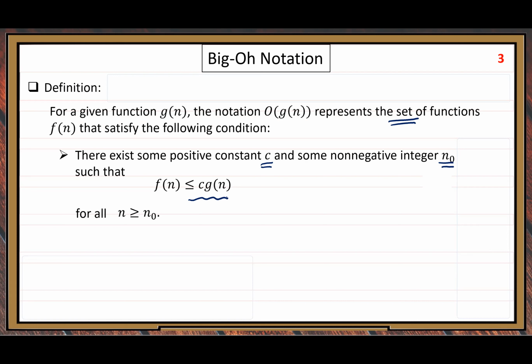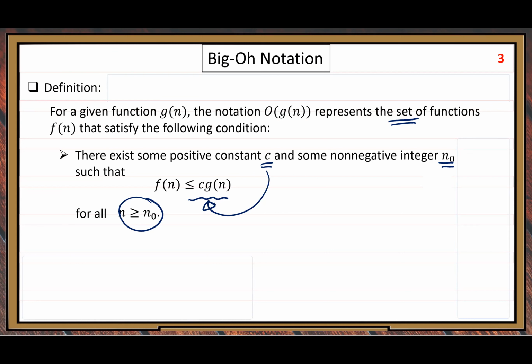Second, there is this n0 here. What is the role of this n0? You understand the c constant, we need some c constant, but you may not understand why we need this n0 here. There is some importance related to n0. We need it.